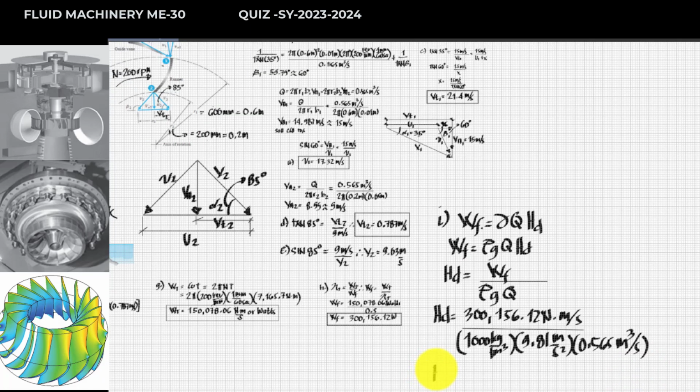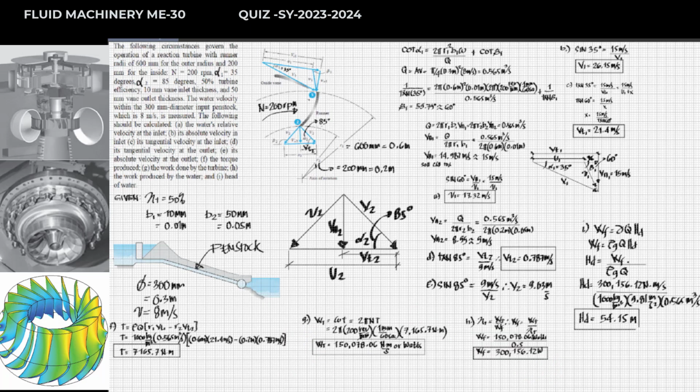Now, pressing your calculator, we have the head that is equal to 54.15, in terms of meters. So that concludes the solution for this problem. It is not so complicated. This is already basic from your trigonometry, and it is an application combining fluid mechanics and trigonometry. Okay, so thank you.